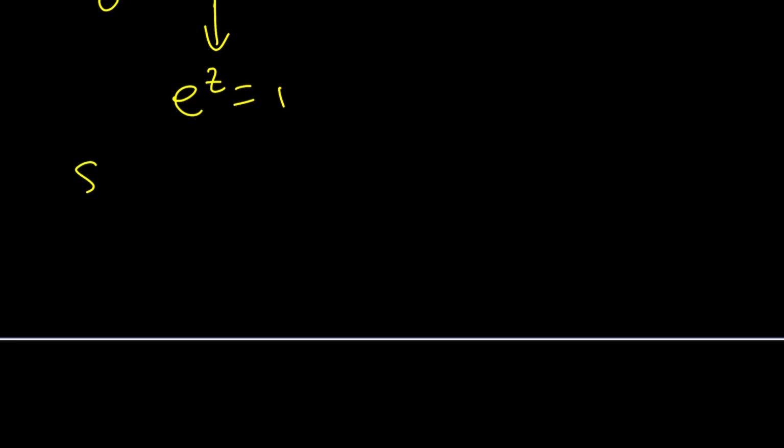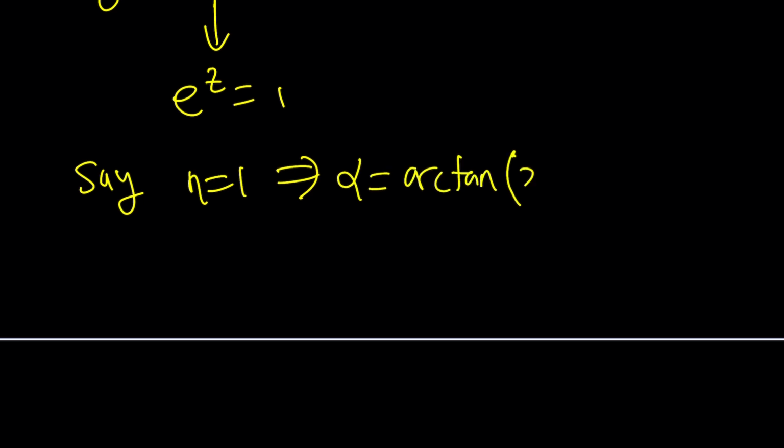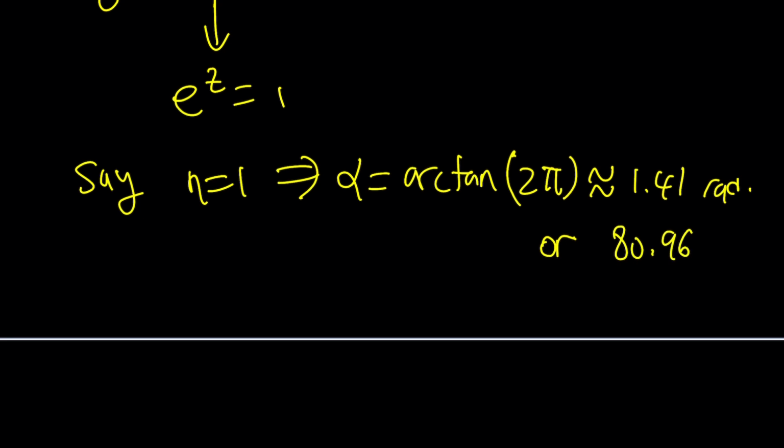Anyways, now say n is equal to 1. Right? And then from here, alpha is going to be arctangent 2 pi, which is about 1.41 radians, or 80.96 degrees. So it's a big angle between 0 and 90, but it's closer to 90 because its tangent is, think about it, 6.28 something. A pretty big tangent. So you kind of need to draw a right triangle that is pretty steep, right?